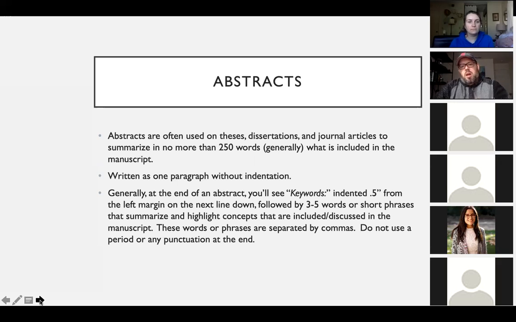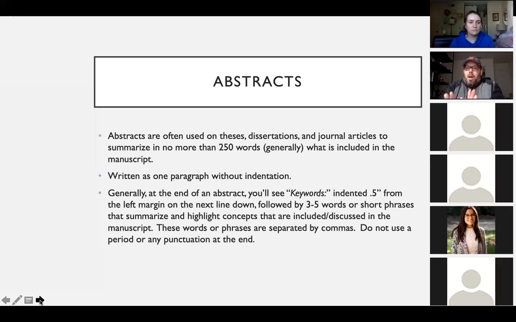Abstracts are another piece that's talked about, and abstracts are often used on theses, dissertations, and journal articles to summarize, in no more than 250 words usually, what's included in the manuscript. It's generally written as one paragraph without indentation. So it starts at the left margin and it just goes as a block there. Generally at the end of an abstract, you'll see keywords indented 1/2 inch from the left margin on the next line down, followed by 3 to 5 words or phrases that summarize concepts that are discussed in the article. These are separated by commas and don't have a period or any punctuation at the end.